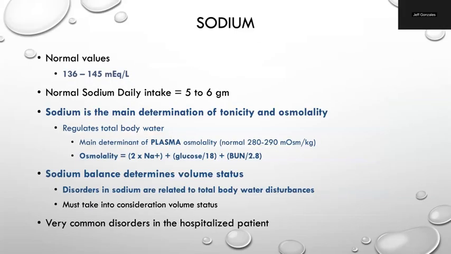As you learned in the fluid and water balance lecture, sodium is the main determinant of plasma osmolality and total body water. The formula for osmolality includes sodium, glucose, and BUN, and is listed here, which you should memorize. Sodium disorders are often linked to water balance, not just sodium levels. Because of tonicity, sodium regulates water distribution between compartments. Always consider volume status when evaluating sodium disorders.